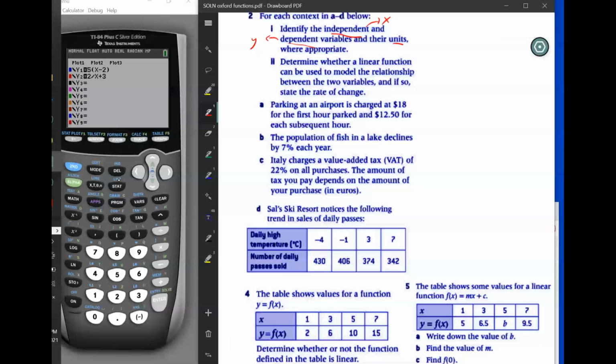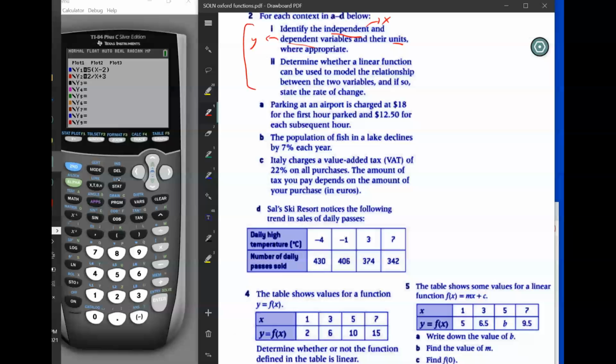Determine whether a linear function can be used to model the relationship between the two variables, and if so, state the rate of change. And finally, parking at an airport is charged at... Okay, so now we're going to do these two things for each case.